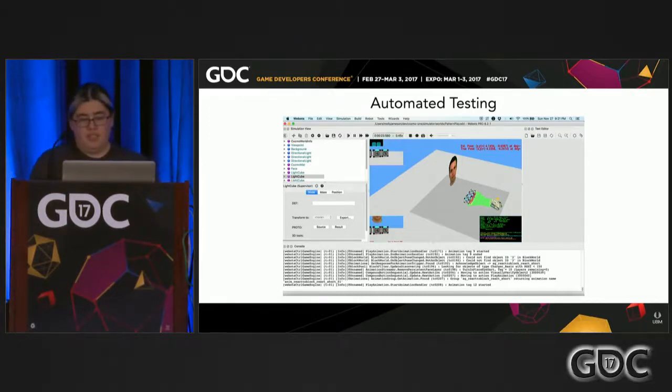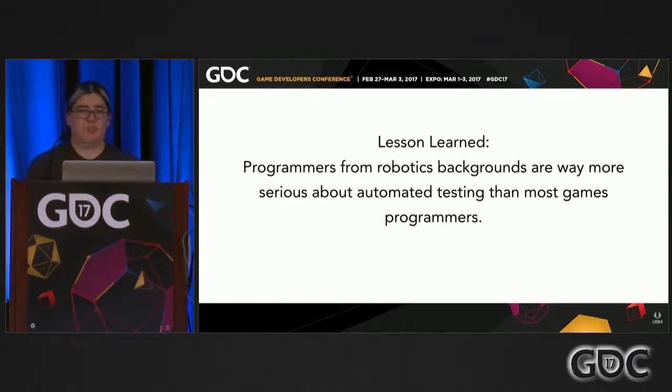What I took away from this is that programmers from robotics backgrounds are far more serious about writing automated tests than games programmers ever were. Something about being from a field where they work on life-threatening projects is really motivating to make sure their code still works. So Cozmo was the most heavily tested piece of software I've worked on in 10 years in the games industry, so that's really impressive if you want to learn how to write good automated tests for your stuff.